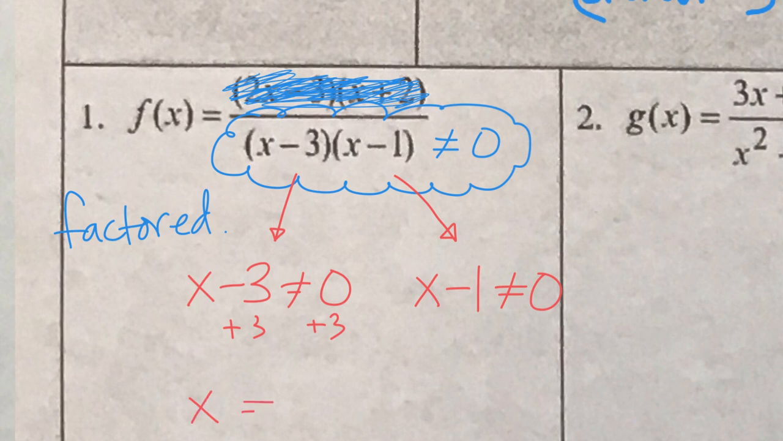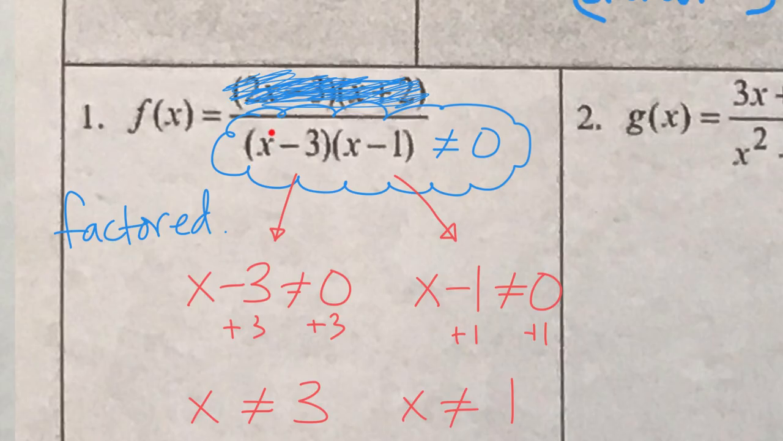So if we solve this one, we know that x cannot be positive 3. Because if x is positive 3, 3 minus 3 is 0. 0 times 2 is 0, right? Can't happen. So we have to keep positive 3 out of our domain. And what's the other number we have to keep out?